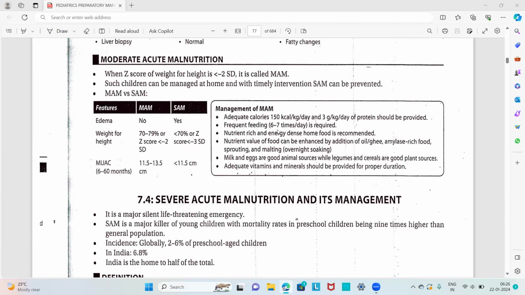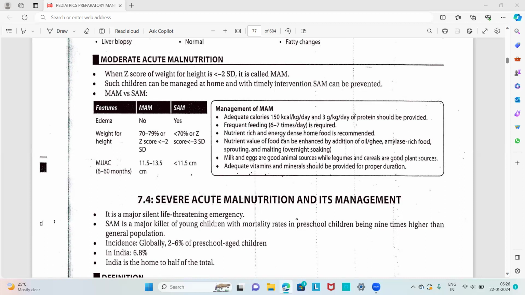Then what is the management of moderate acute malnutrition? It is said that such children can be managed at home, and with timely intervention, severe acute malnutrition can be prevented. In the management of moderate acute malnutrition, we have to provide adequate calories, that is 150 kilocalorie per kilogram per day, and also protein, that is 3 gram per kilogram per day, and frequent feeding, 6 to 7 times per day is required.